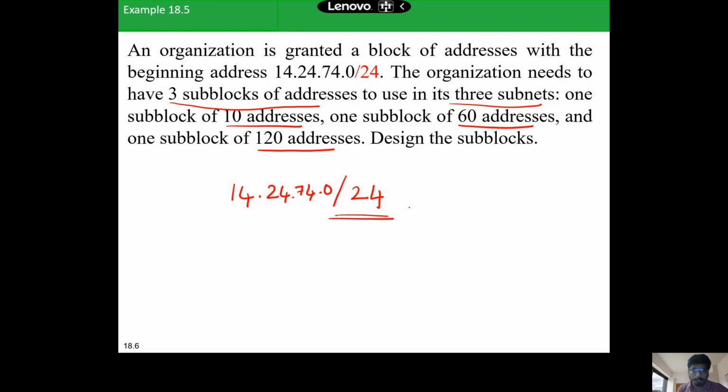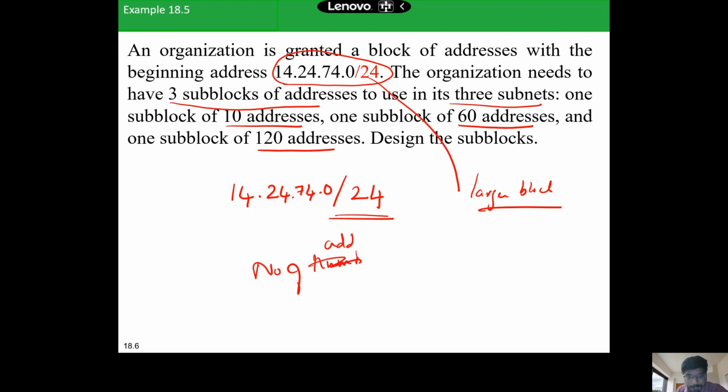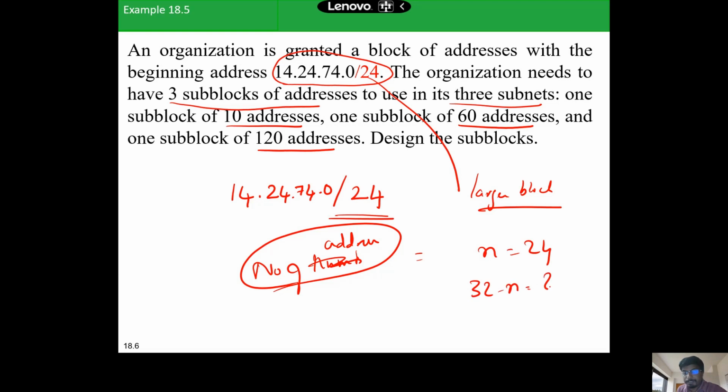Let's now take it one by one. Given this particular larger block, can you tell me the number of addresses that is granted in this block? Can you apply and tell me? So how will you do that? You have 24 bits, so the n value is 24. 32 minus n, the remaining 8 bits, goes for your host portion.